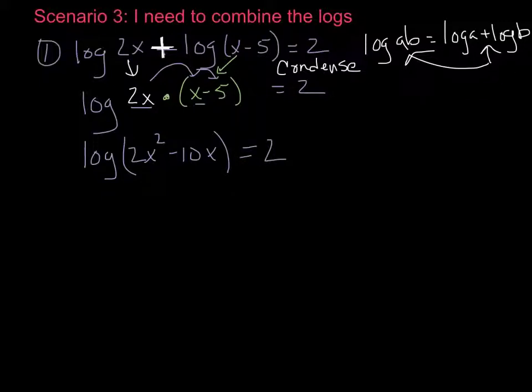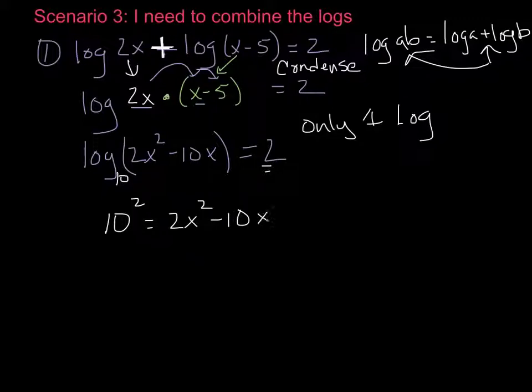Now, because I have condensed this, after condensing, there is only one log left. So now, this is kind of a scenario 2 problem, where I can put this in its exponential form. And it's log, we didn't write a base, so that means it's base 10. And in exponential form, we'd say base 10 to the 2 power equals 2x squared minus 10x. Okay, so we went to exponential form.